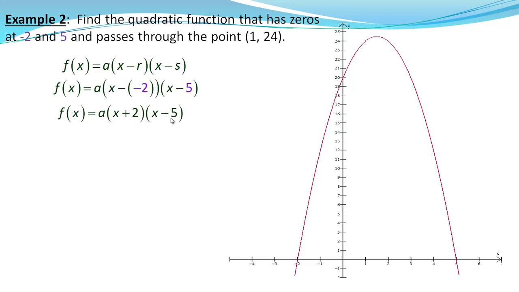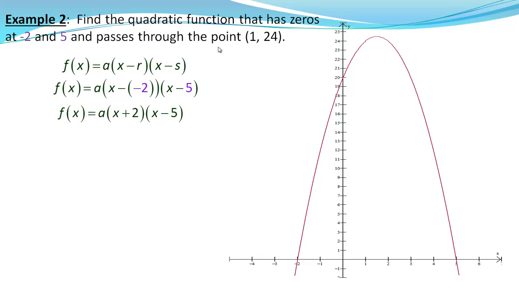And the only other thing we have to do here is find the a value, the stretch number. We can certainly tell, since the parabola opens downward, that a should be negative, but we can't tell specifically what it is from the graph. If you have a graph very accurately, there is a way to do that, but that's not what we're looking at in this particular example.